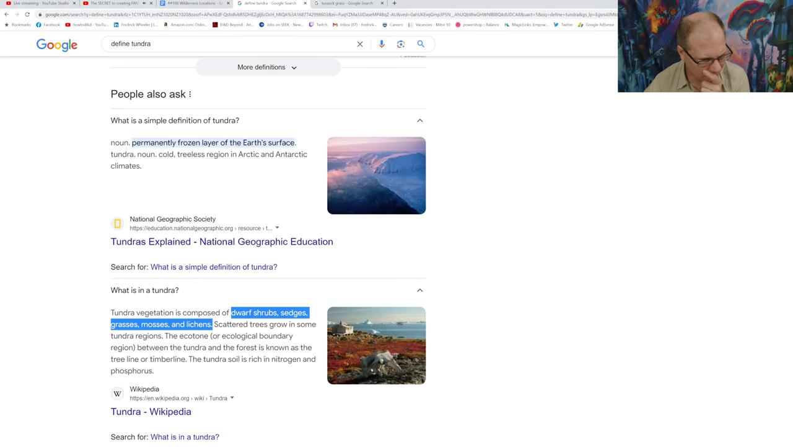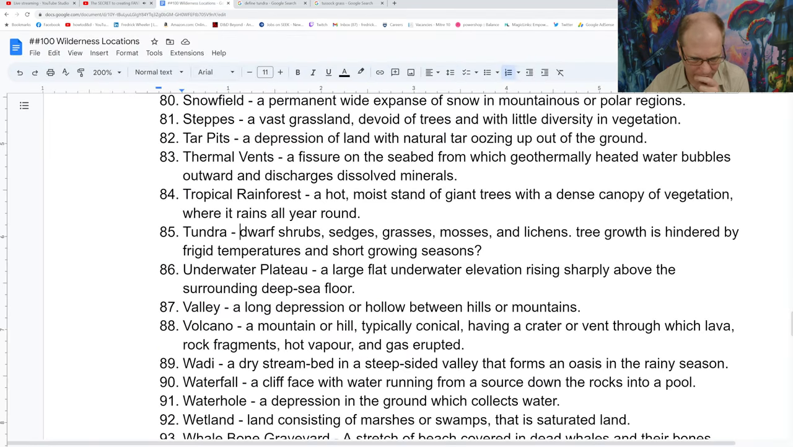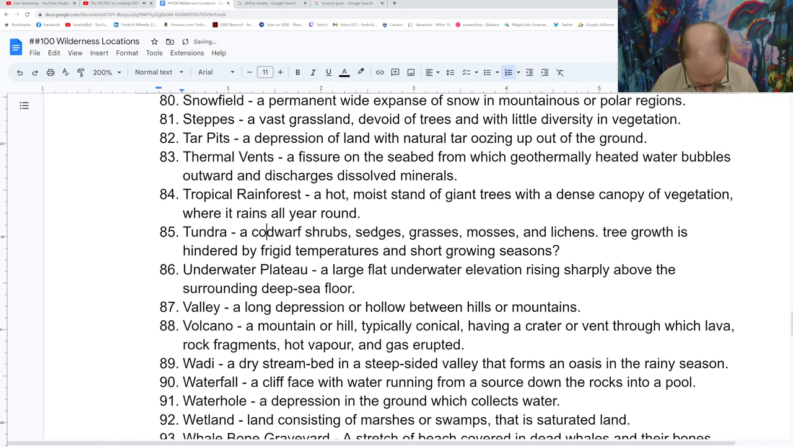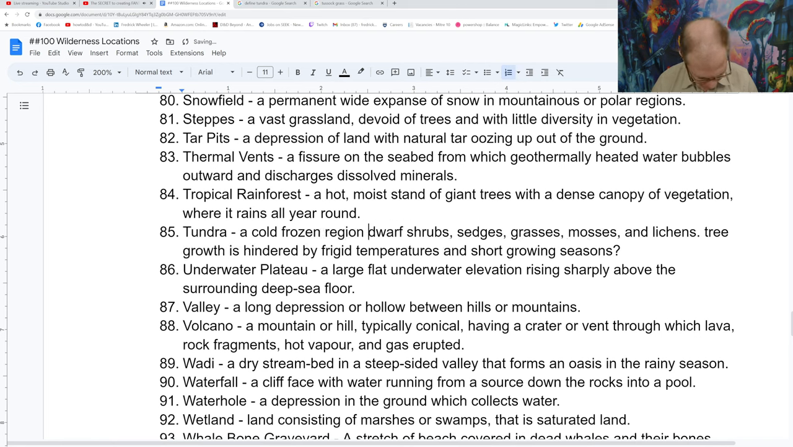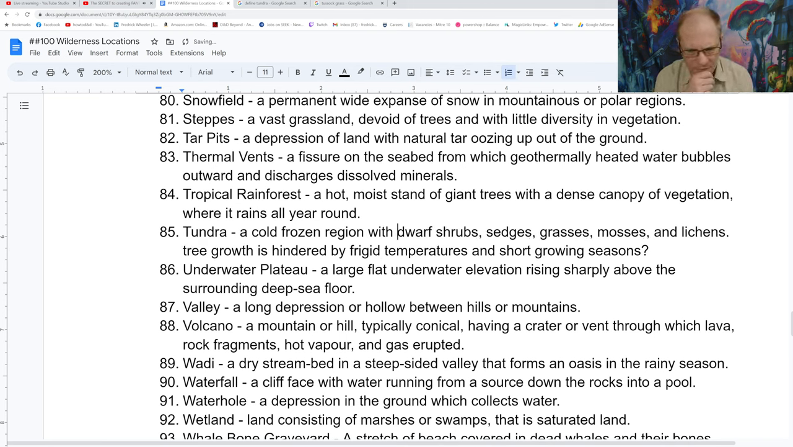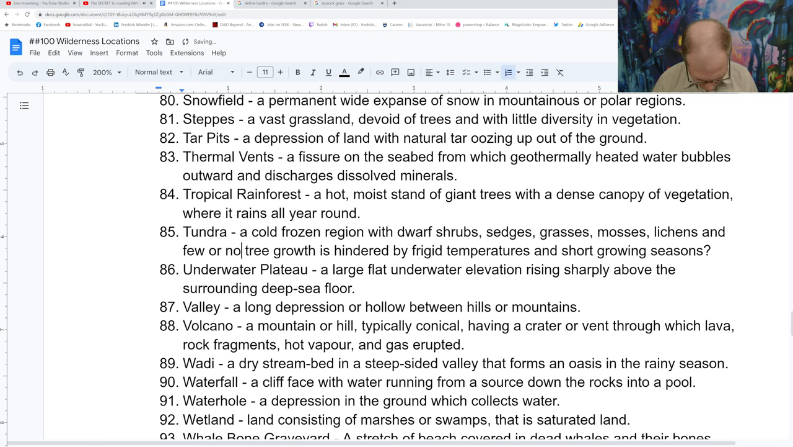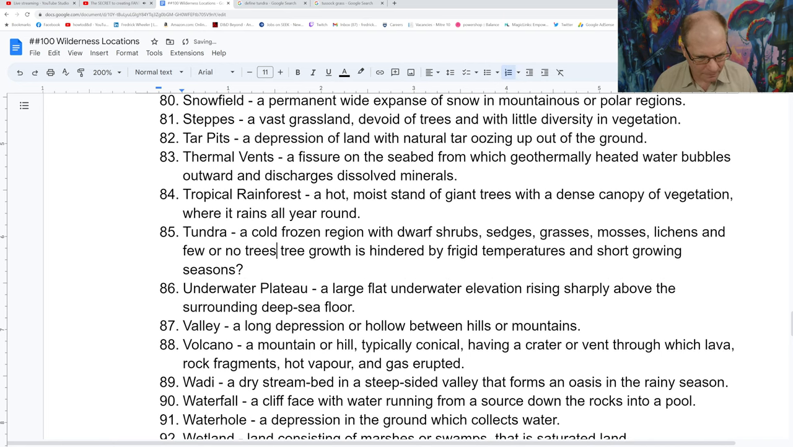A cold frozen region with dwarf scrubs, sedges, grasses, moss and lichens. With mosses, lichens, and few or no trees. Okay.